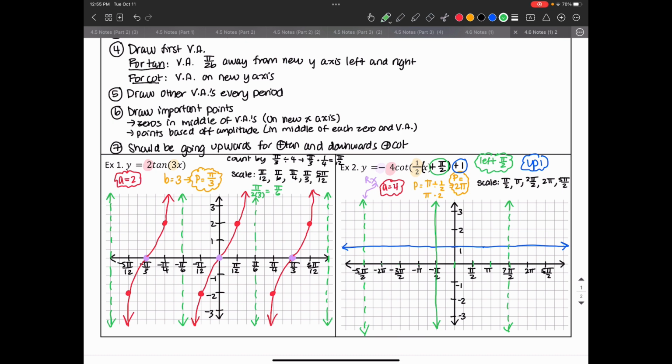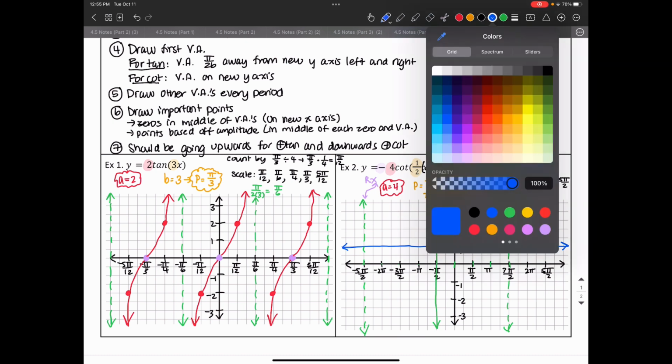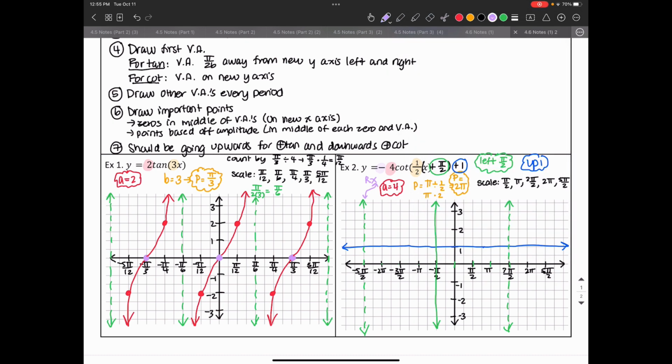and this should be my other vertical asymptote. In between this one and this one should be an x-intercept on the new x-axis, so it should be at negative 3 pi over 2. Also in between this one and this one, there should be an x-intercept on the new x-axis, which should be at pi over 2. The important points, because I have the reflection over the x-axis, should be looking like tangent.